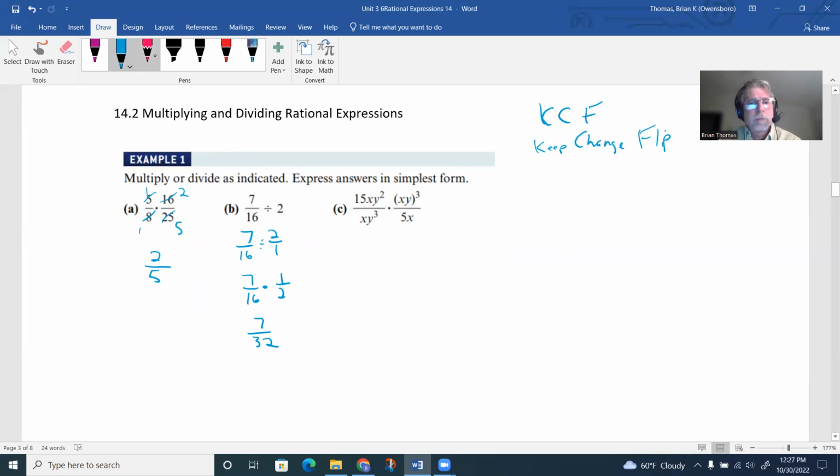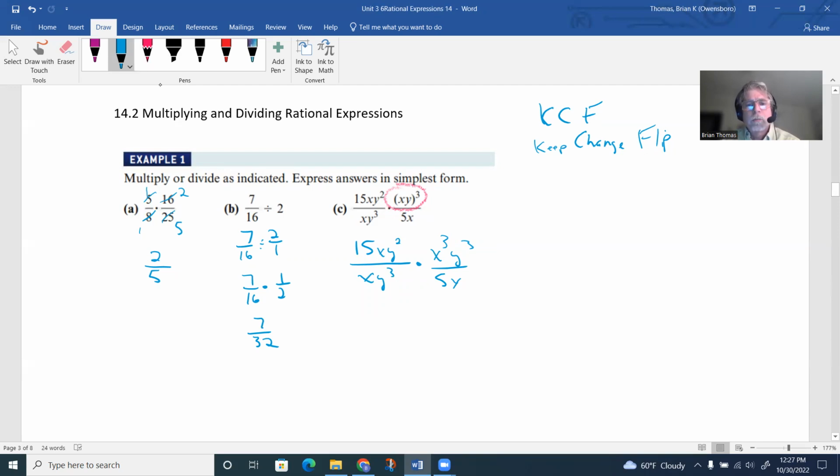So if I look at this next example, before we start multiplying, notice how there's this xy to the third in parentheses. The first thing I need to do is bring that 3 through the parentheses using one of the laws of exponents. So this problem gets rewritten as 15x y squared over x y cubed times x cubed y cubed over 5x. Now, to make this a little bit easier on this one, it's probably easier to just multiply straight across first and then start canceling.